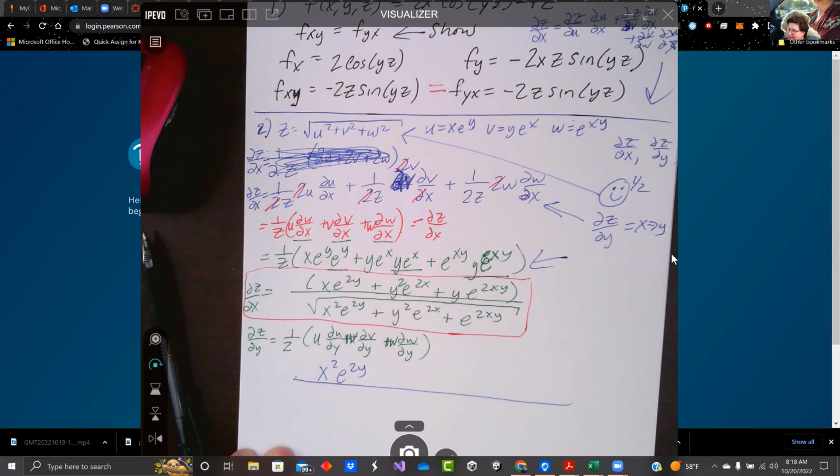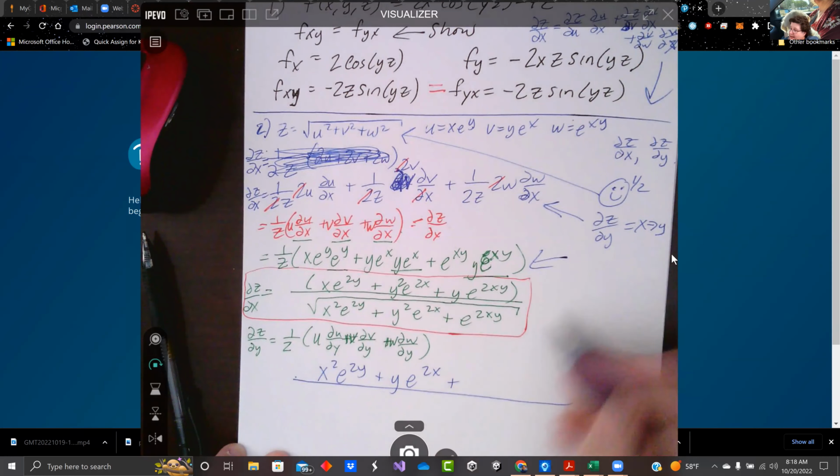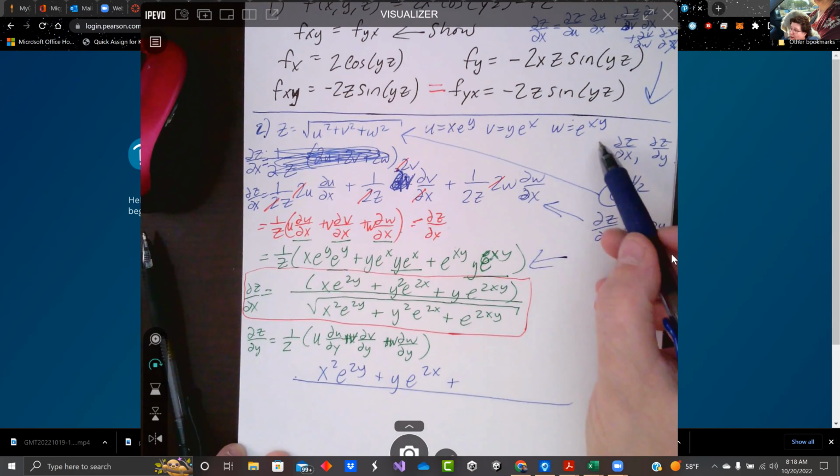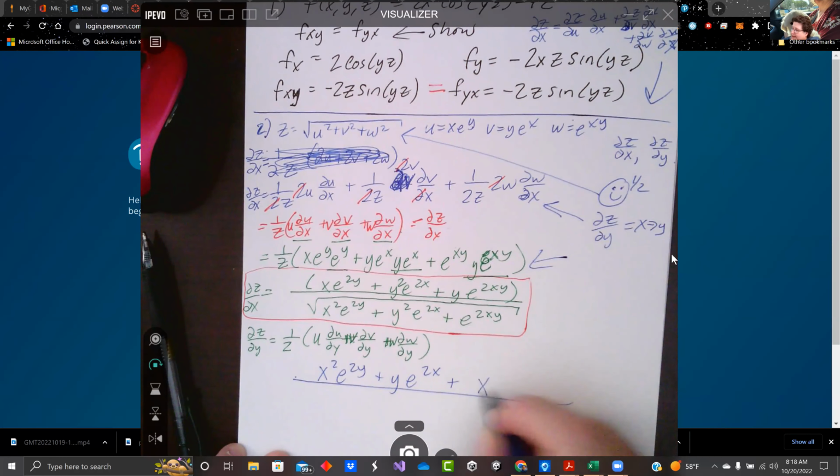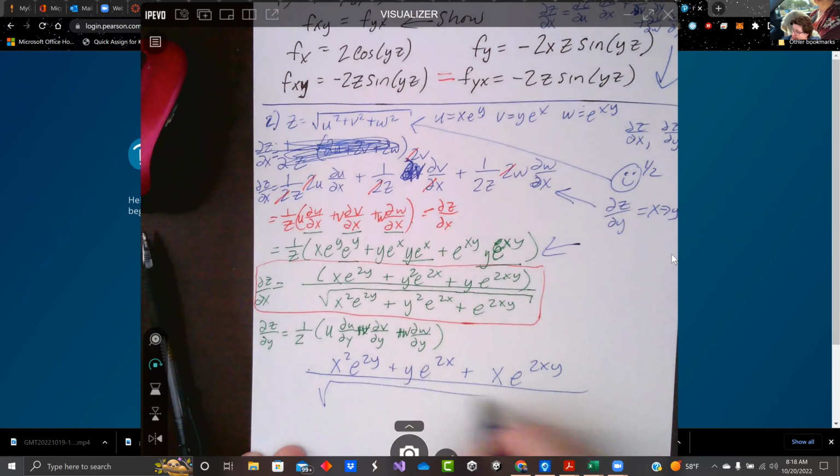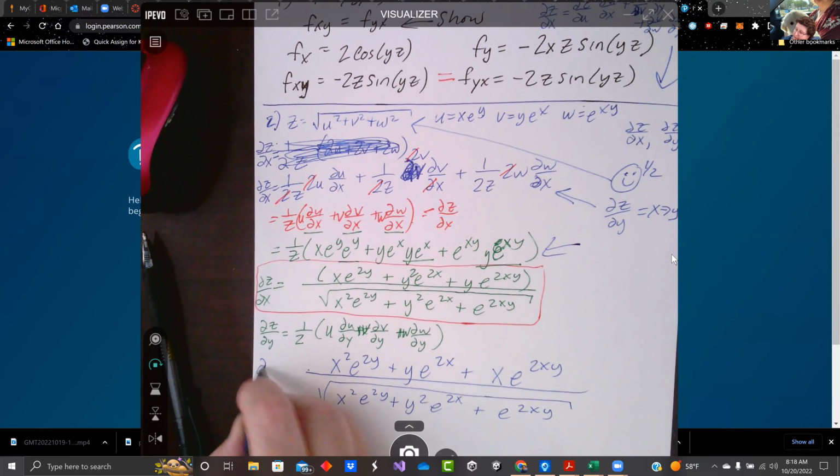And then I've got v times dv dy. I should get y e to the 2x there. And on this one, I've got e to the xy, and then dw dy is x e to the xy. So I should have x e to the 2xy. And the denominator hasn't changed from the other one. So that's dz dy.